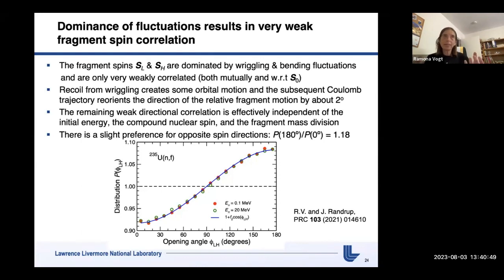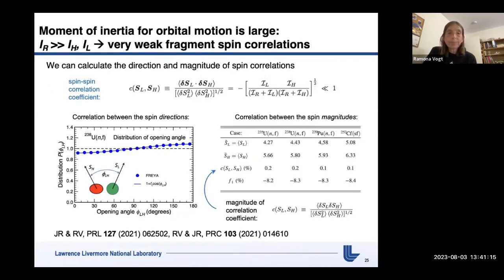And since you have both wriggling and bending that can be excited, they both contribute, and they start to cancel each other out. So you get a distribution in opening angle between the two fragment spins that's very, very weak, and you can see that here. We've calculated it for quite a few different systems here. The correlation coefficient is between 0.1 and 0.2.